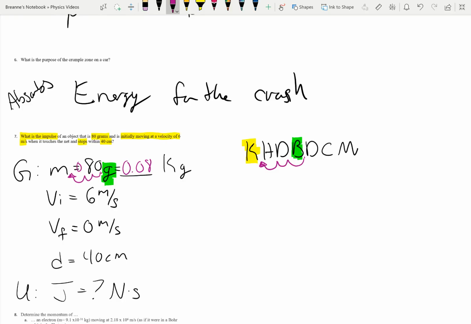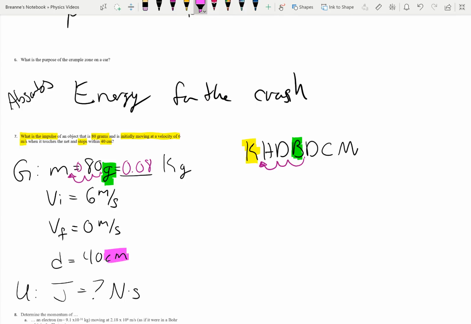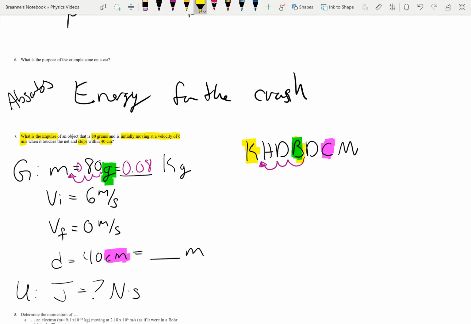Another thing is, do we like centimeters? Nope. We like meters. So we need to convert that to meters. Centimeters is here, and meters is a base. So we're going to start here and go 1, 2. Nothing to fill in, so it's just 0.4 meters.